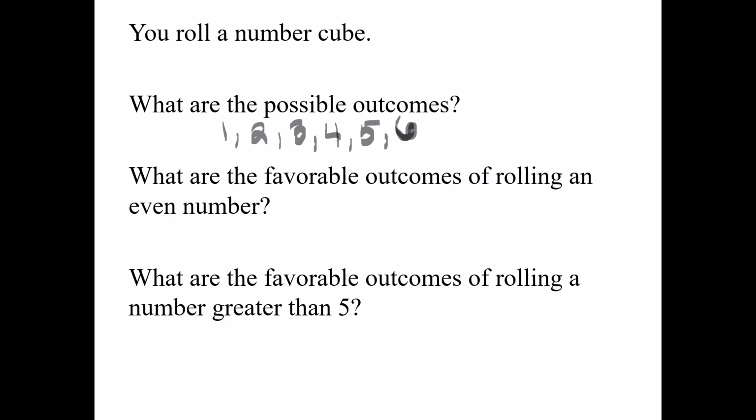A favorable outcome is an outcome that would be the desire that I want. So let's say I would like an even number. That means rolling a 2, a 4, or a 6 would be considered a favorable outcome. If I wanted to roll a number greater than 5, the only favorable outcome would be a 6, because 6 is the only number on my number cube that is greater than 5.